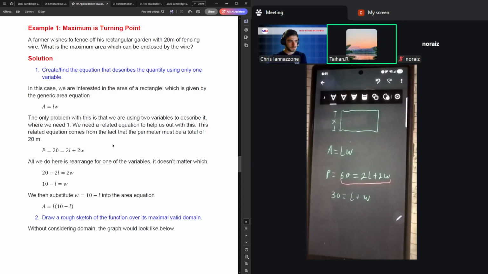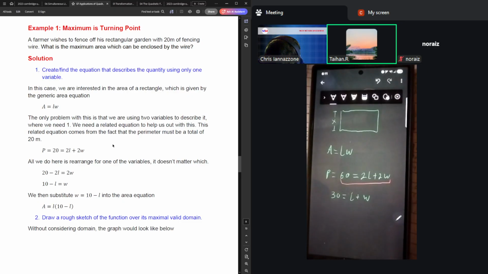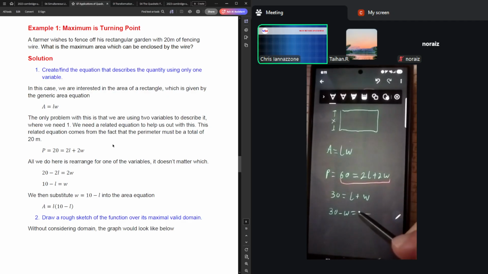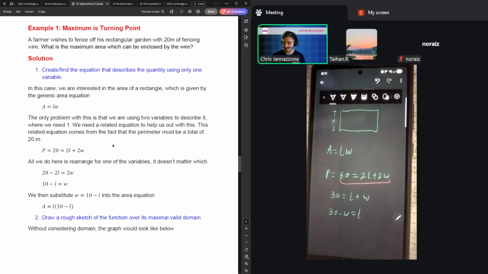Yeah, rearranging so there's only one variable on each side of the equation. Sounds pretty good to me. How are we going to do that? Just maybe subtracting one to the other side. Yep, perfect. Let's say we'll do 30 minus W is equal to L. Cool. One of them is now over to the other side.